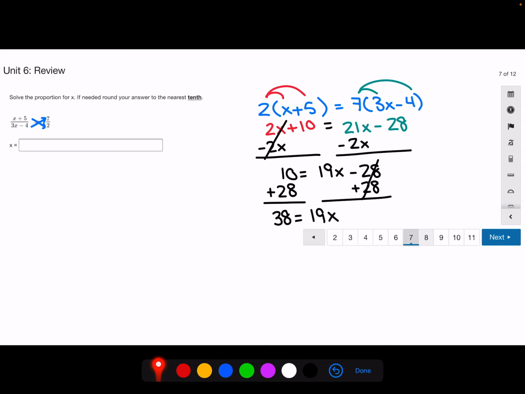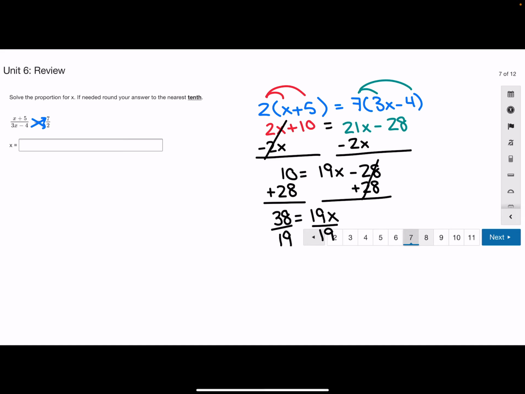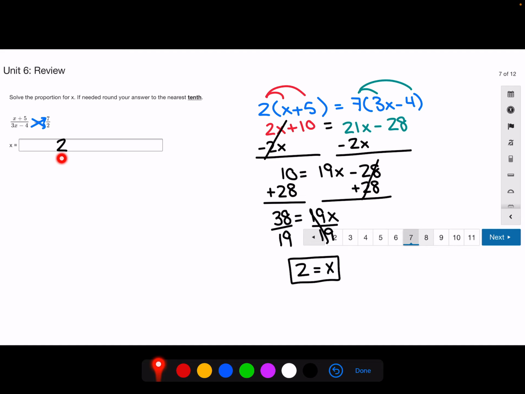From here, we're just going to go ahead and solve for x by dividing both sides by 19. And that'll leave us with x equals positive 2. And that'll be our final answer. That makes sense because 2 plus 5 will give us 7. 3 times 2 is 6, minus 4 is 2. So we end up with 7 over 2 equals 7 over 2, which is exactly what we were looking for.